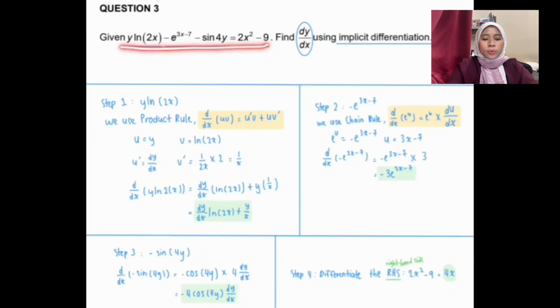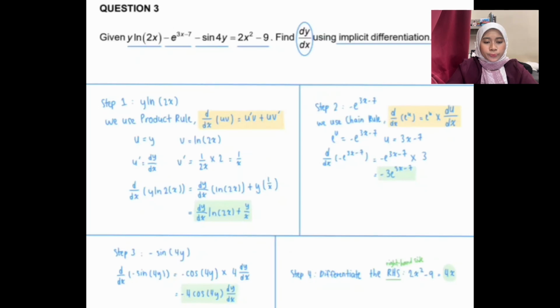Step 1, we're going to differentiate y ln 2x. We use the product rule, which is d over dx of uv equals u prime v plus uv prime. So u is equal to y and v is equal to ln 2x. So u prime we get dy over dx, and then v prime we get 1 over x. Basically 1 over 2x is the inner function, and then multiply by 2 is the outer function. So the derivative becomes dy over dx ln 2x plus y over x. So this is the answer.